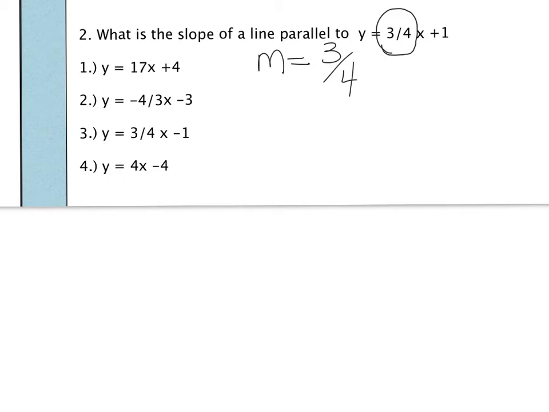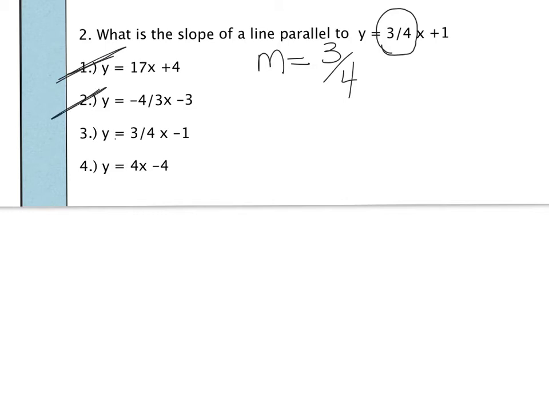So now I'm looking for one of these equations to have the same slope. Well, number 1 has a slope of 17, so that does not work. Number 2 has a slope similar to this, but it's been flipped and negated. Ooh, that's actually something kind of cool. You'll find out tomorrow. That's not it.